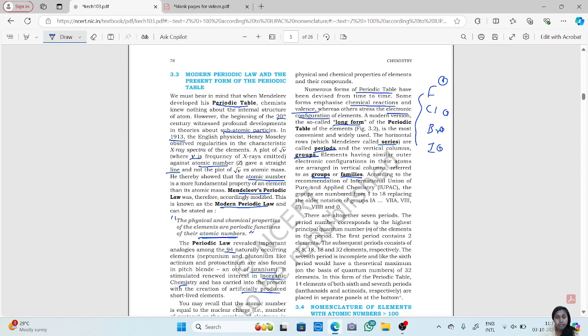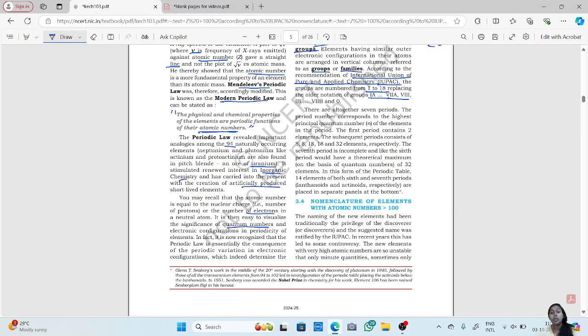Now, according to the recommendation of the International Union of Pure and Applied Chemistry, that is IUPAC, the body involved in naming a newly found element, the groups are numbered from 1 to 18, replacing the older notation, group 1A. That Roman numeral notation which was initially given by Mendeleev was removed and the groups were numbered from 1 to 18.